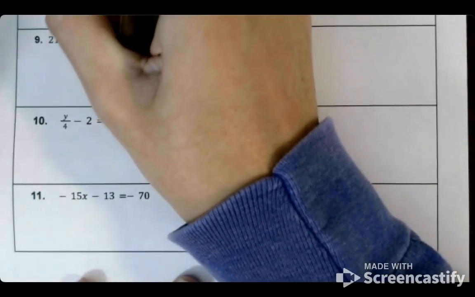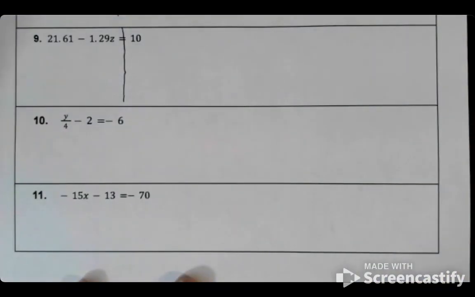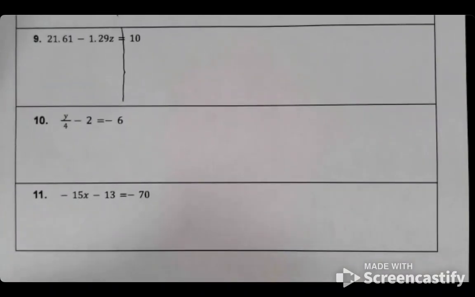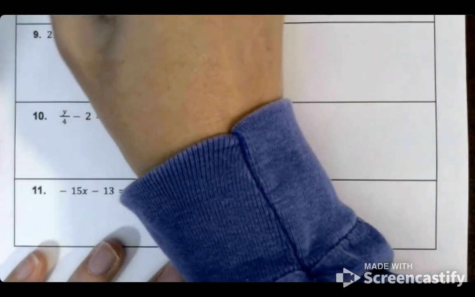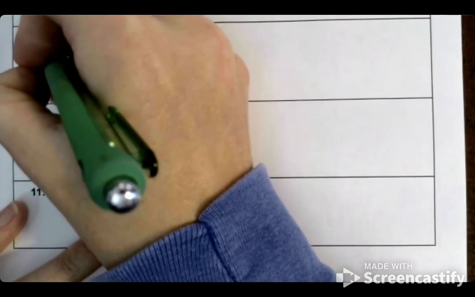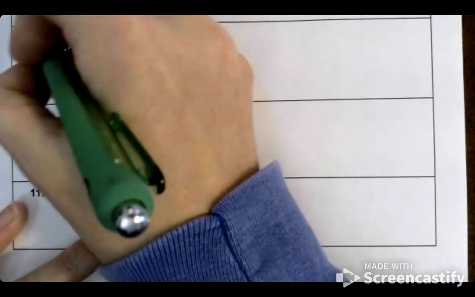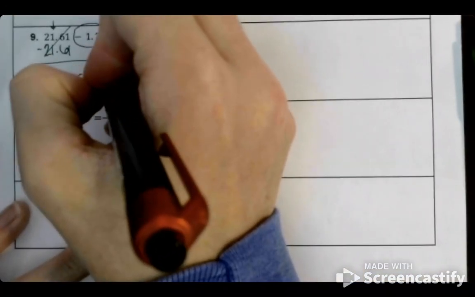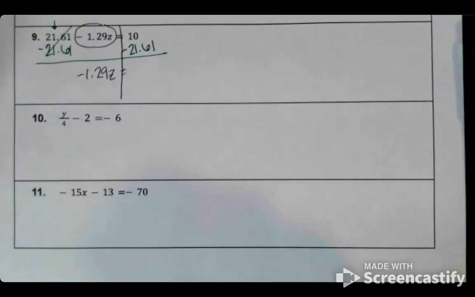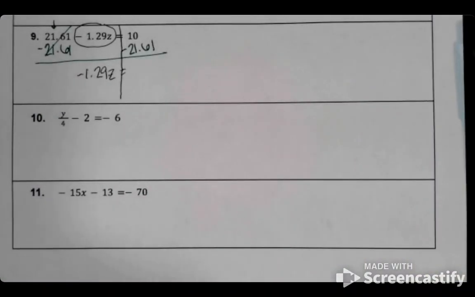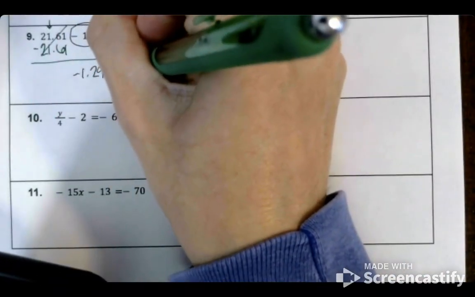So again, start with drawing your barrier. Then we have this that I want to get alone, because that has the letter, meaning this is what needs to move. So you should have first subtracted 21.61 on both sides. That gives me negative 1.29z on that side. And then 10 minus 21.61 is negative 11.61.